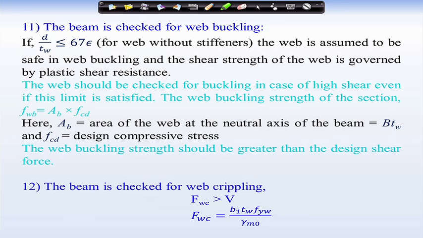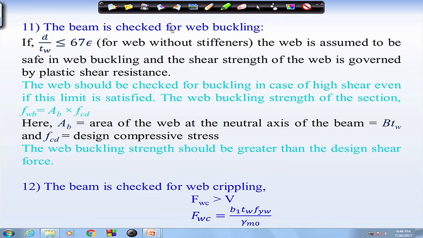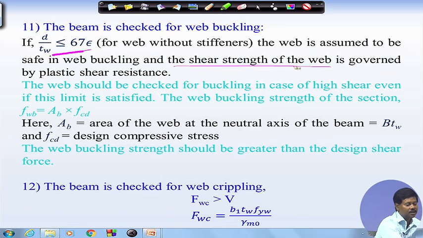Now, we have to check for web buckling. The beam needs to be checked for web buckling, that is, if we see that d by tw ratio is less than 0.67 epsilon for web without stiffener, then the web is assumed to be safe in web buckling and we do not need to check. So, the shear strength of the web is governed by plastic shear resistance, and the web should be checked for buckling in case of high shear, even if this limit is satisfied.